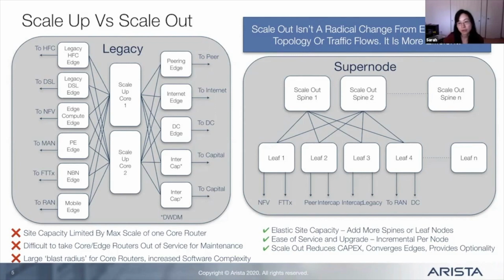On the other hand, if we have a supernode to replace a core node, then first it can be expanded very easily. You can have more leaves or more spines or more stages. It's also multi-vendor, so you can buy leaves and spines from different vendors. And the software upgrade is much easier. You can upgrade one node at a time incrementally.